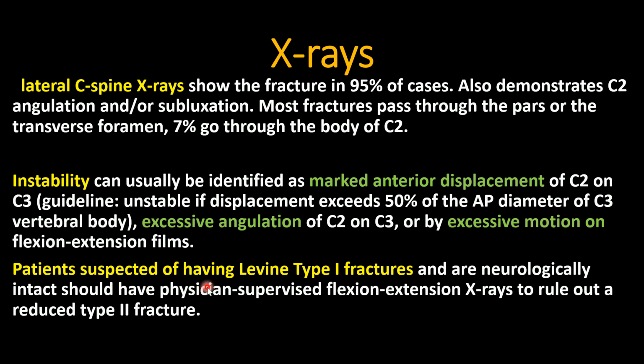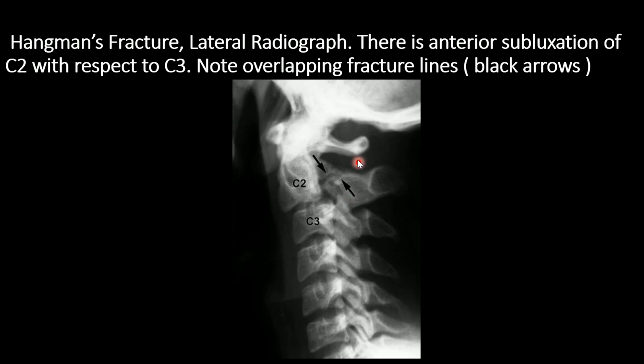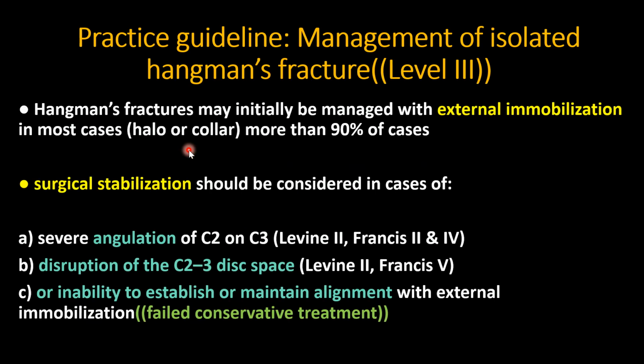Patients suspected of having Levine type 1 fracture, which is stable, should be assessed again under the supervision of the physician by flexion extension X-ray to rule out instability or to rule out the type 2 fracture. Here we can see how the fracture appears, the fracture line in lateral cervical spine X-ray, Hangman's fracture here. Treatment. The practice guidelines, also level 3.